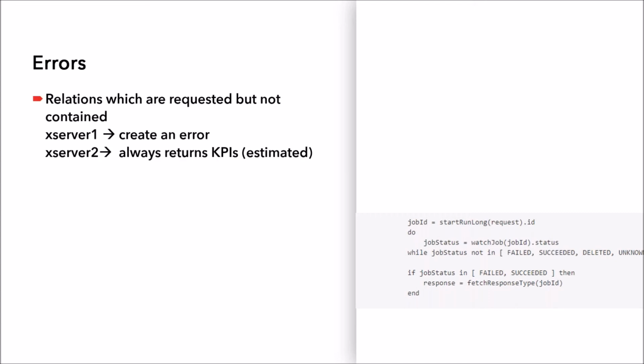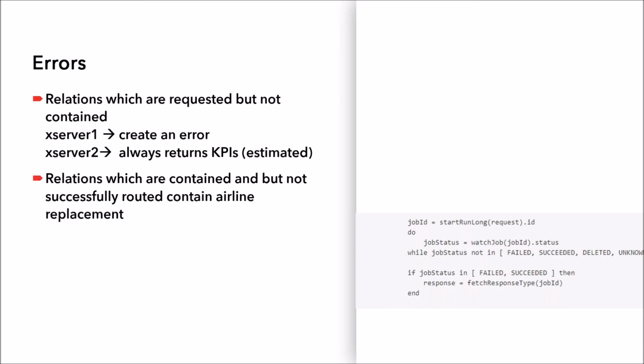Okay, what kind of errors could you face? You could face errors if a partial routing was not successful. In xServer1, this produces an error. In xServer2, this just returns successful KPIs. You can use those relations, but you will get a signal flag on the distance matrix that tells you this is an estimated driving time and driving distance, for example. So relations which are in the system but not routed successfully will be replaced by airline.